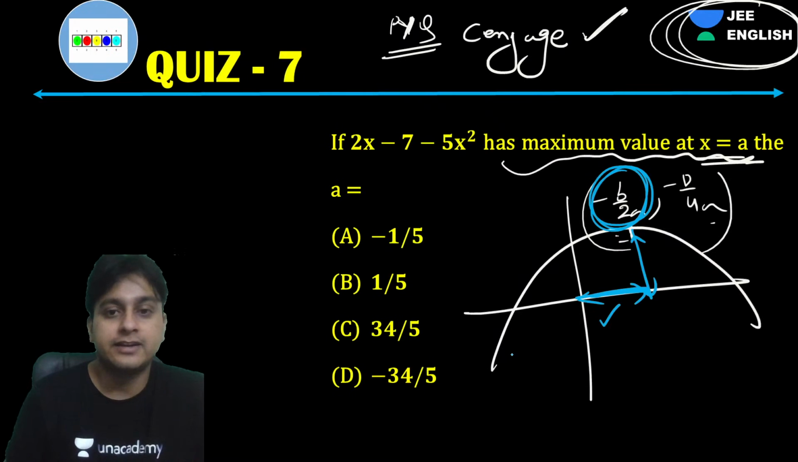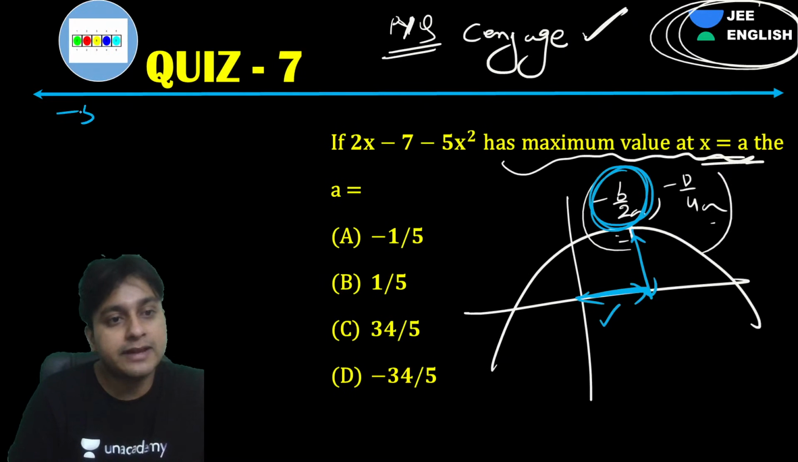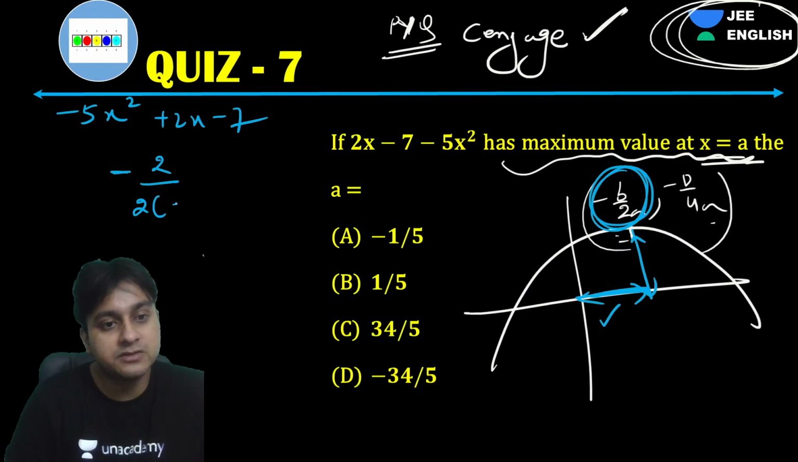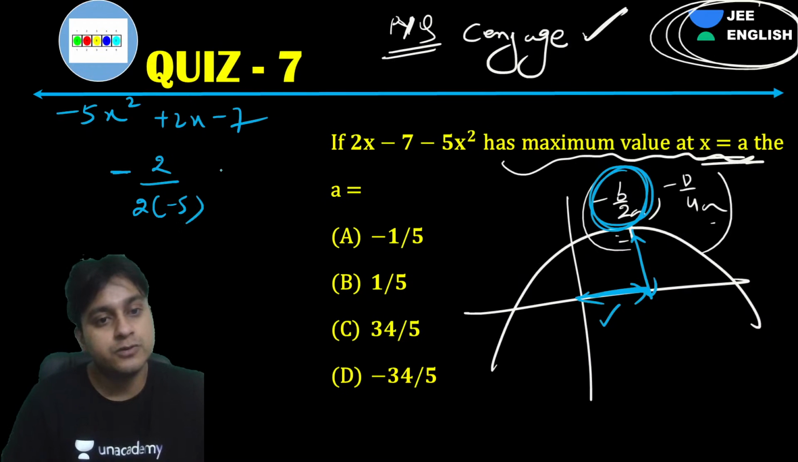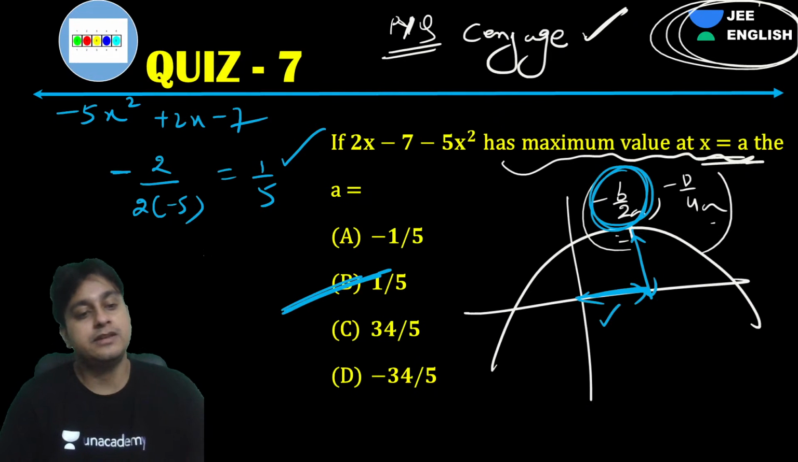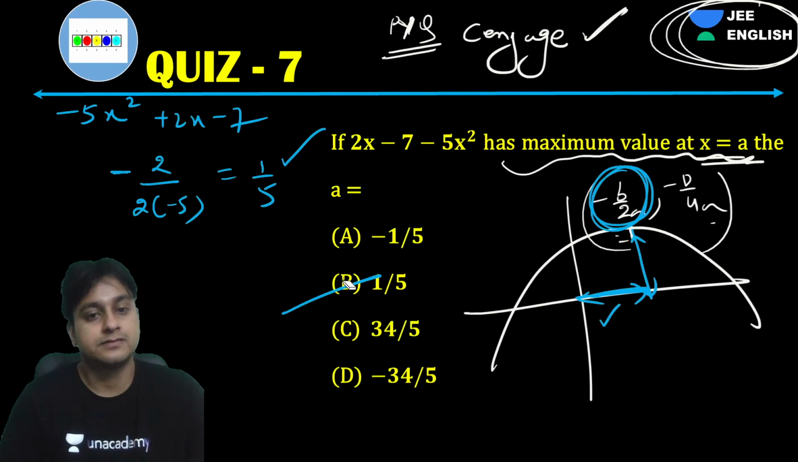Yes, Vivek, correct. So here this will be minus 5x square plus 2x minus 7. So what is it, guys? Minus b, b is what? 2. Minus b by 2a, 2a is what? Minus 5. The 2 cancels, it's coming as 1 by 5. That's it. A, B is the correct answer. Great.